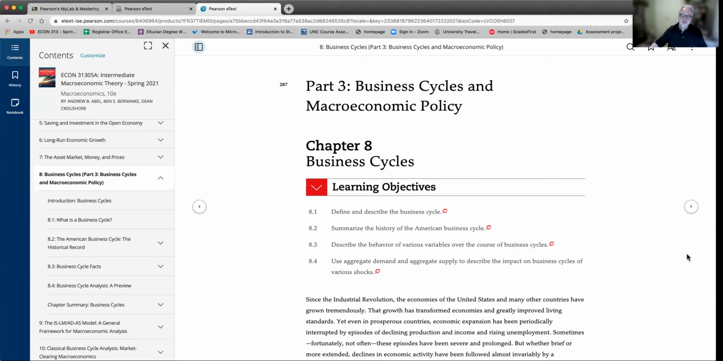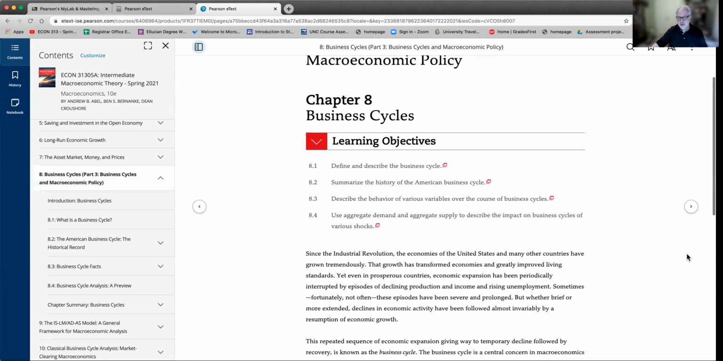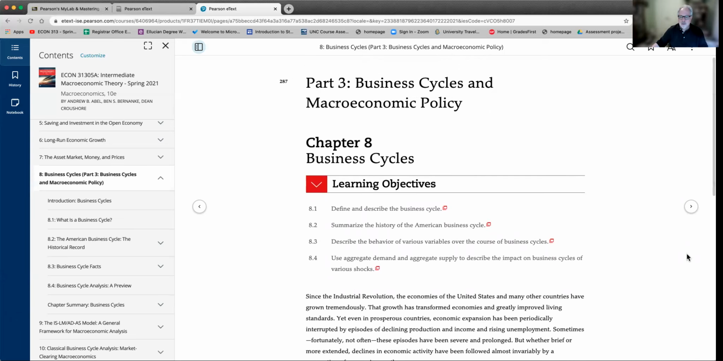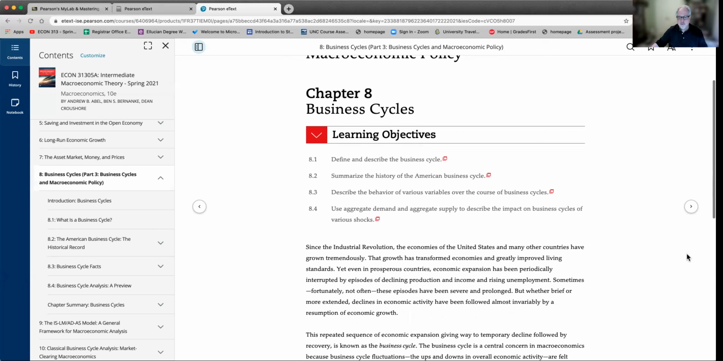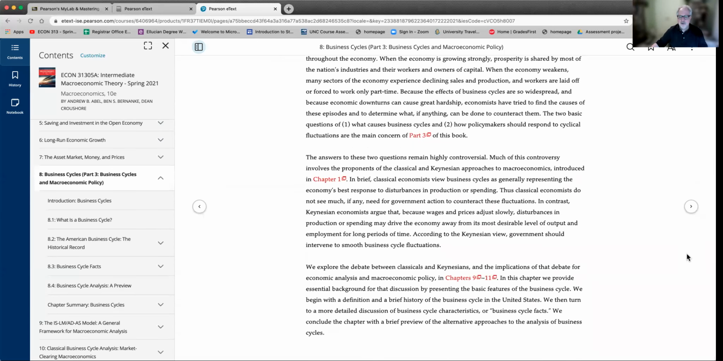So the learning objectives for this whole chapter are listed at the beginning of every chapter in the book. So that's no different here. We have an introductory section, just giving an overview. It goes back actually to Chapter 2 when we talked about classical and Keynesian. It's Keynesian, from Keynes, John Maynard Keynes. It's Keynesian economics and classical economics.